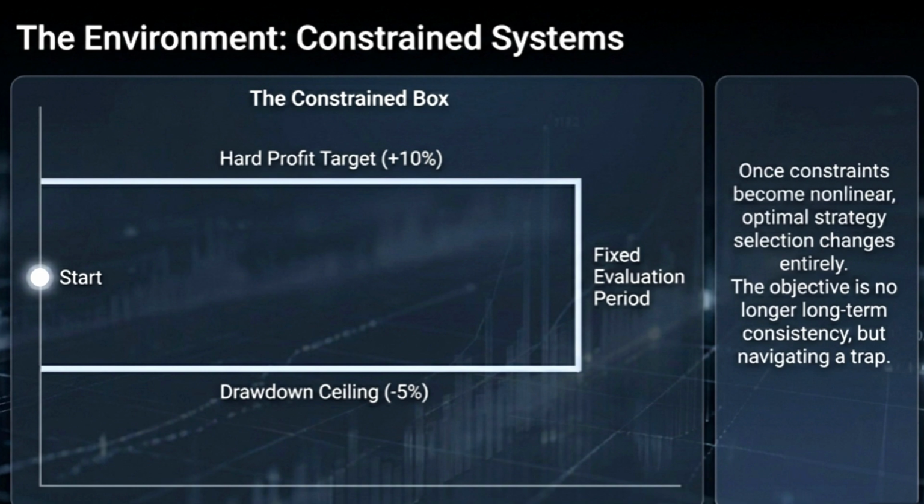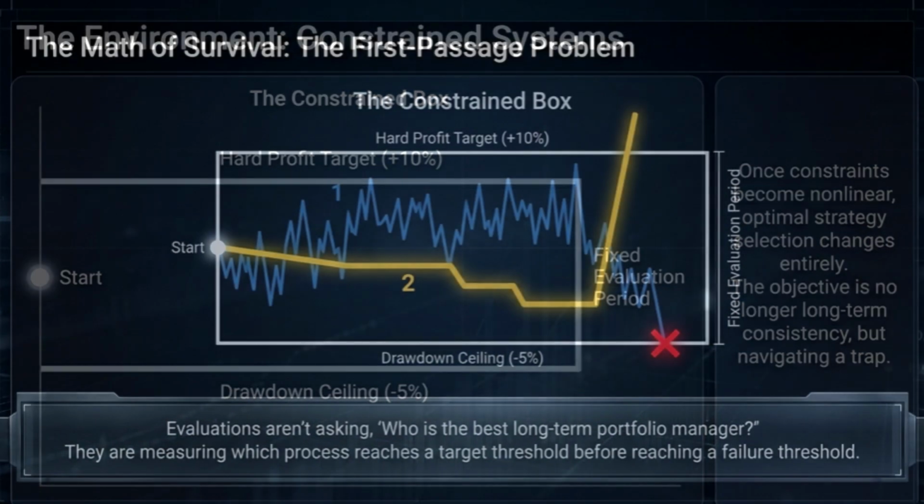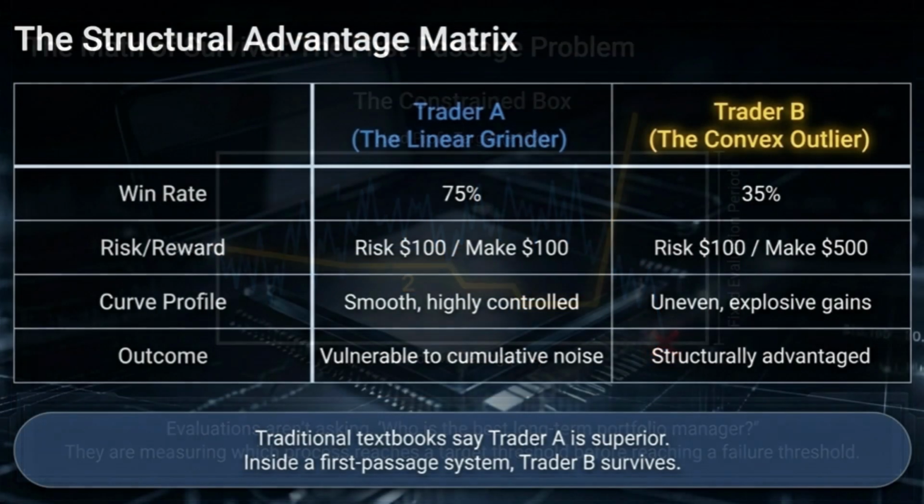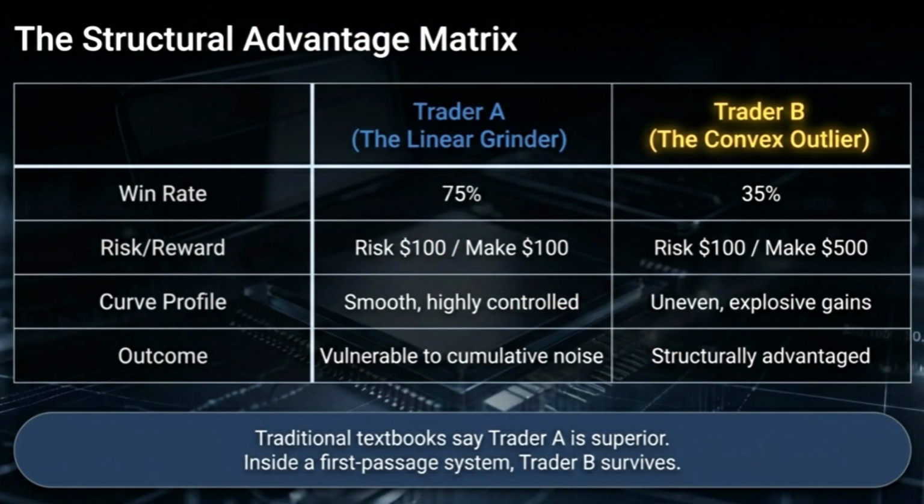Let's define the problem. Imagine two different traders. Trader A wins 75% of trades. He risks 100 to make 100. Very smooth equity curve, right? Very controlled, very consistent. Trader B wins only 35% of trades, but he risks 100 to make 500. Very uneven returns. Long periods of nothing, occasional explosive gains. Traditional trading education says trader A is superior, right? Inside many prop evaluations, trader B often has the structural advantage though.